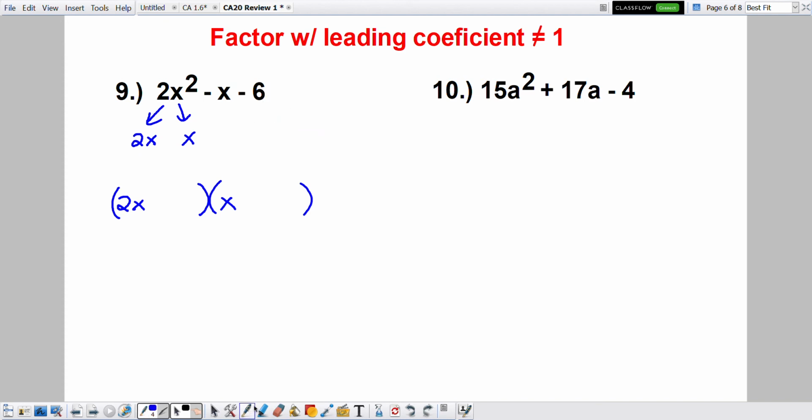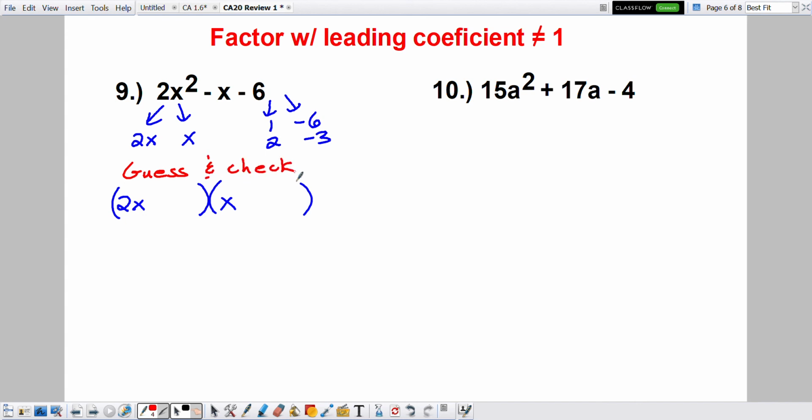Over here, to get negative 6, you need a positive and a negative. So I could do positive 1 and negative 6, positive 2 times negative 3. I don't know where exactly the pluses or minuses are at this point. I just know that those are my options. And so I'm going to guess and check. I know that it doesn't sound like it's fun, but you just need to be able to do it.